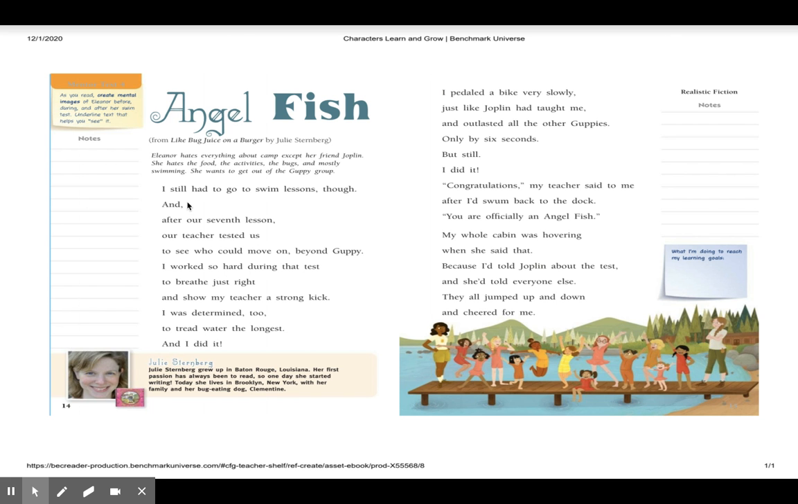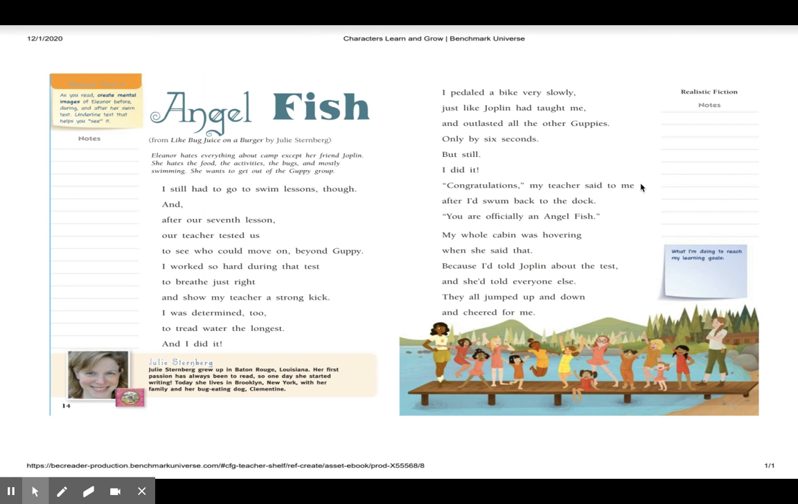I still had to go to swim lessons, though. And after our 7th lesson, our teacher tested us to see who could move on beyond guppy. I worked so hard during the test to breathe just right and show my teacher a strong kick. I was determined to tread water the longest, and I did it. I pedaled a bike very slowly, just like Joplin had taught me, and outlasted all the other guppies, only by 6 seconds. But still, I did it.